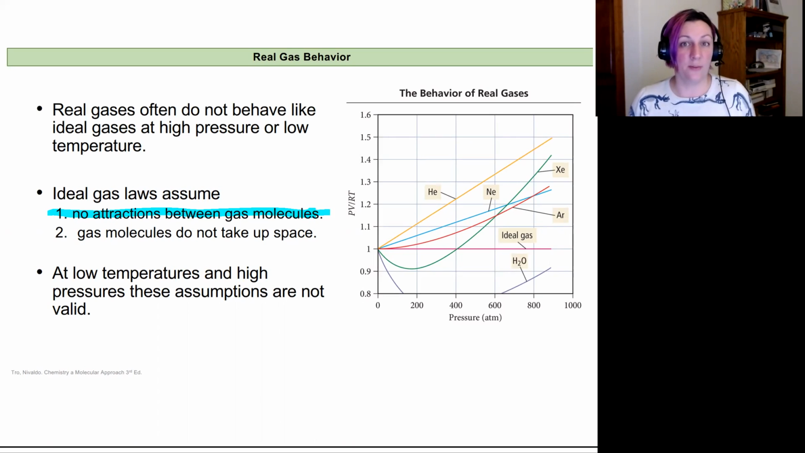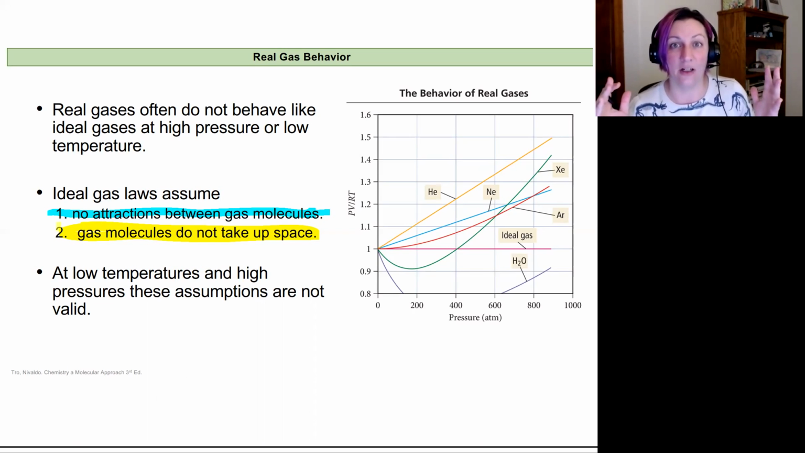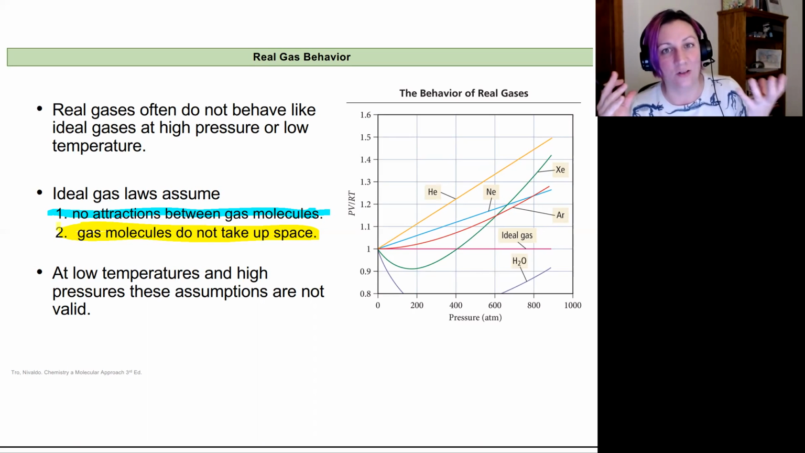Now, the other assumption from kinetic molecular theory that doesn't work in these really high pressures is that gas molecules do not take up space. Again, this is an assumption we made because these gas particles are so far apart. But when you bring them closer together, the volume of the particle becomes a meaningful percentage of the actual volume of the container. And we can't ignore it anymore. It's actually going to have an impact on being able to predict the behavior. So these assumptions aren't valid at low temperatures or high pressures.